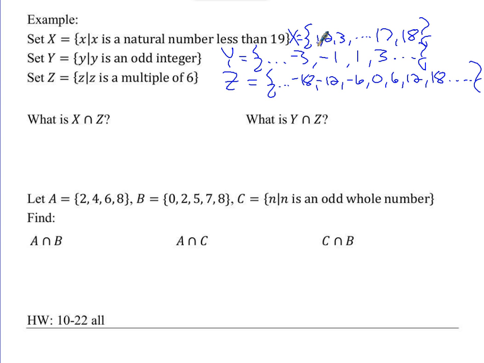Because I didn't start at 0, I started at 1. So I have 6 in this set, I have 18 in this set, is that it? Also 12. So I'm going to write X intersect Z equals, this is a set, so I use squiggly brackets, 6, 12, and 18. Just close the squiggly brackets and you're done. That's the answer.